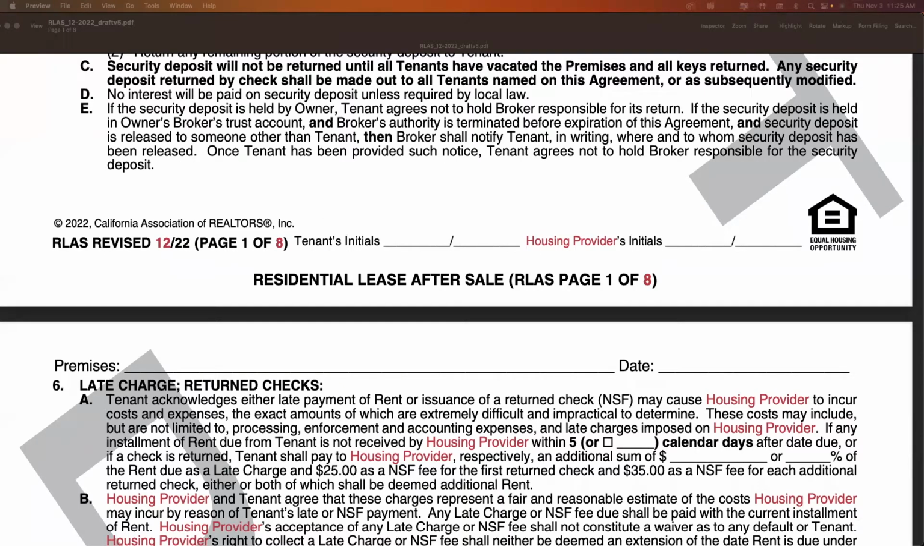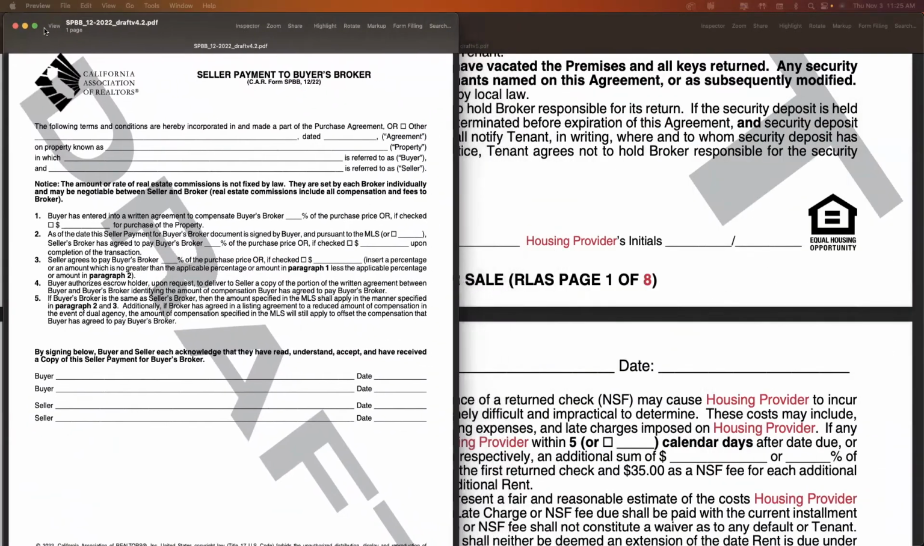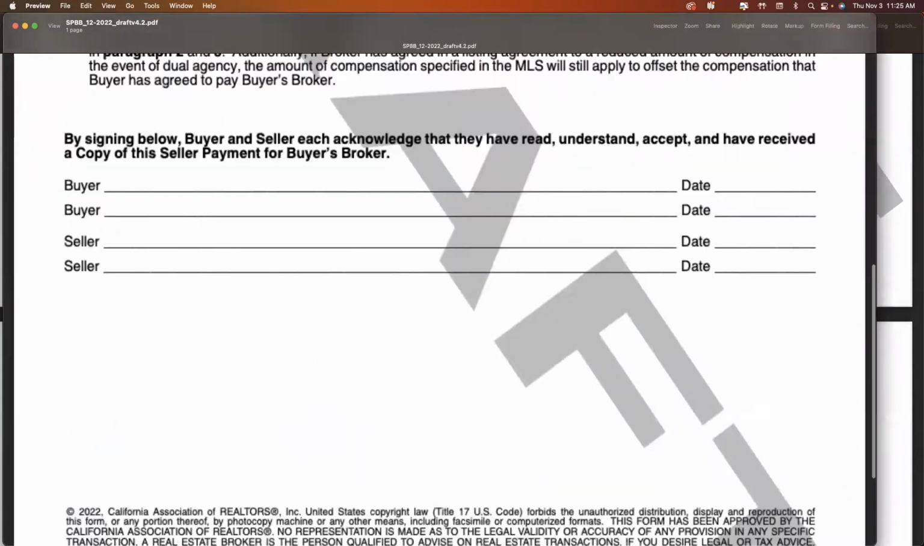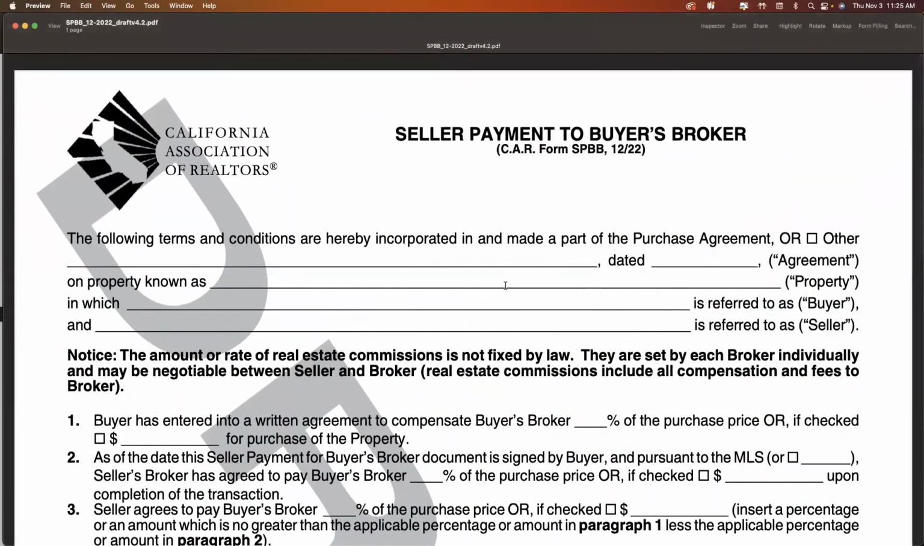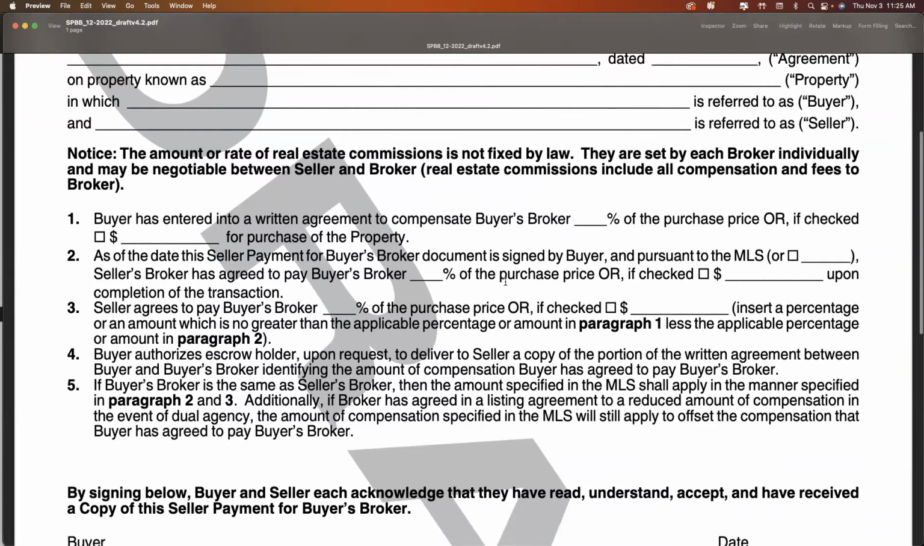The next one. This is the seller is paying the commission. This is separate from stuff that's in the MLS. This is the seller is going to pay the commission, the compensation that the buyer had agreed to in the buyer's representation agreement. So it says here, buyer has entered into written agreement to compensate buyer's broker blank % of the purchase price, or if checked, this amount.